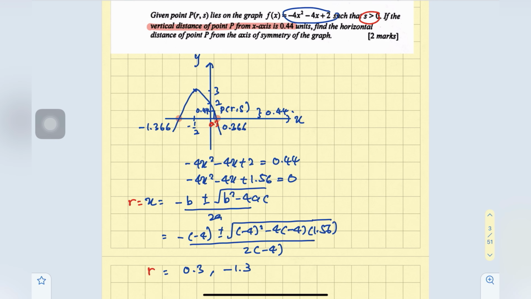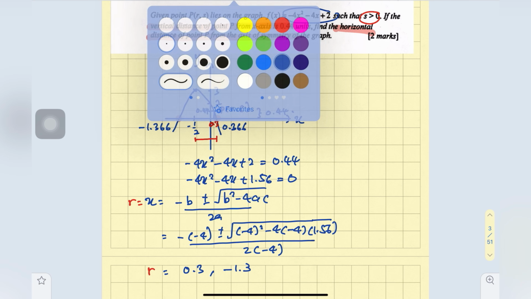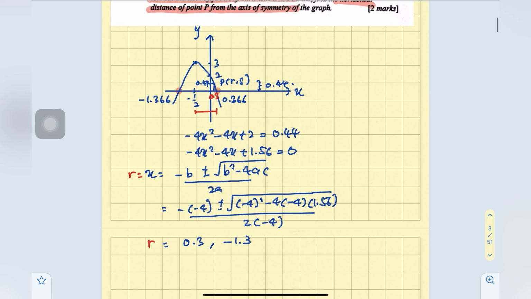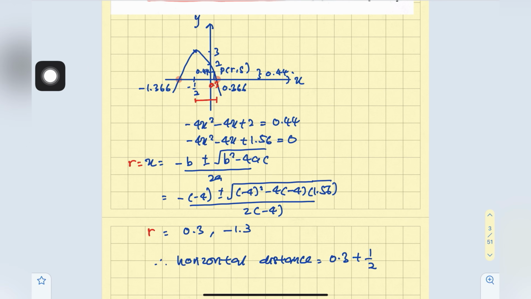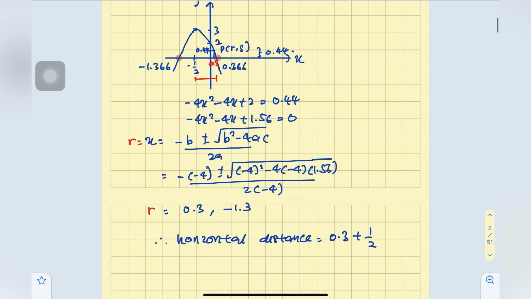Now we are going to find the horizontal distance of point P from the x-axis. It means the question asks us to find this distance. So we find the horizontal distance. To find this, we add 0.3 plus 1 over 2. We don't take the negative, because we want the distance, and distance is always positive. So we get 0.8 here. So the horizontal distance is 0.8.